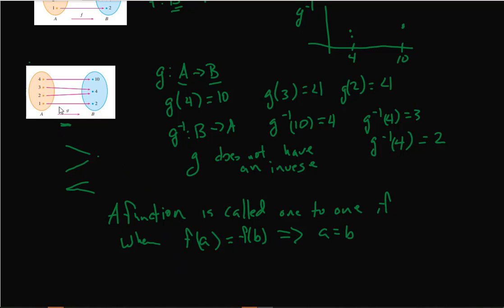Basically, it just means that you don't have this. If it's 1 to 1, you don't have a and b both going to the same place. The only way that a and b can both go to the same place is if a is actually equal to b. That's what this says. If f of a equals f of b, then a actually has to equal b. So that's called 1 to 1. So now we can say a function which is 1 to 1 has an inverse, and a function that is not 1 to 1 does not have an inverse.